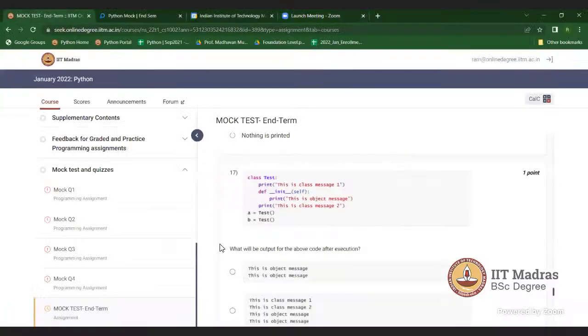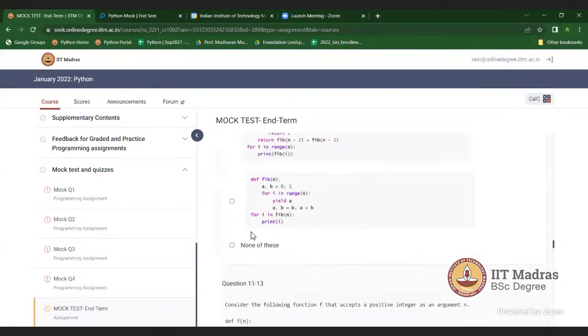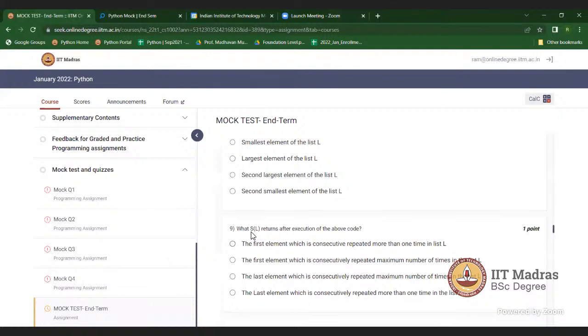Okay. Yeah. One person is asking a doubt. Yes, sir. Mock test question 9. Mock test in the portal. Yes, sir. Okay. What does SFL return after the execution of the above code, right?